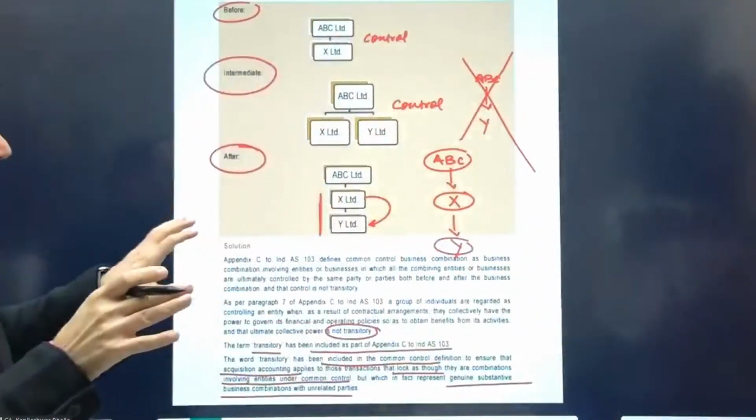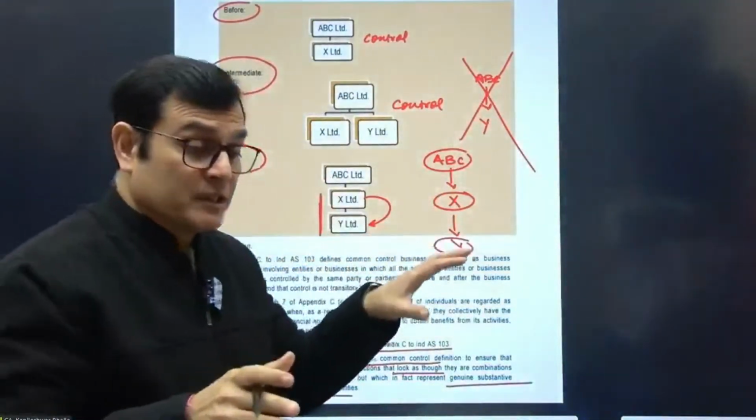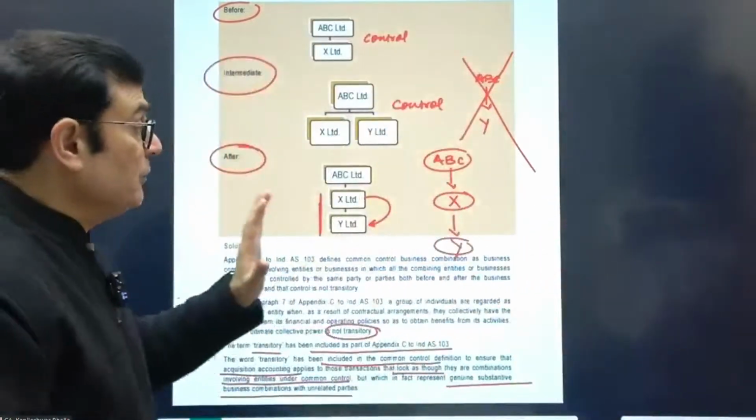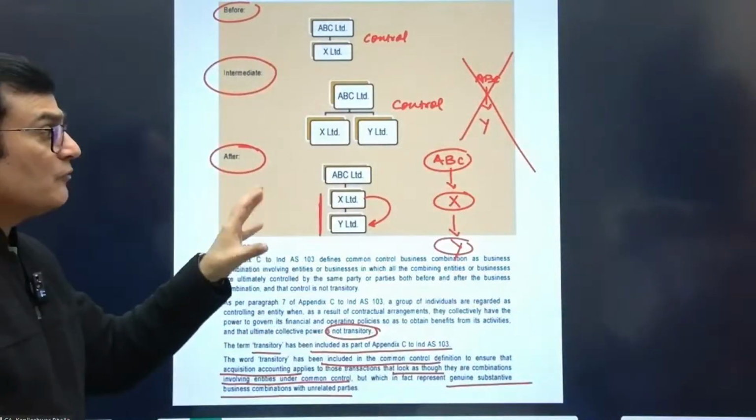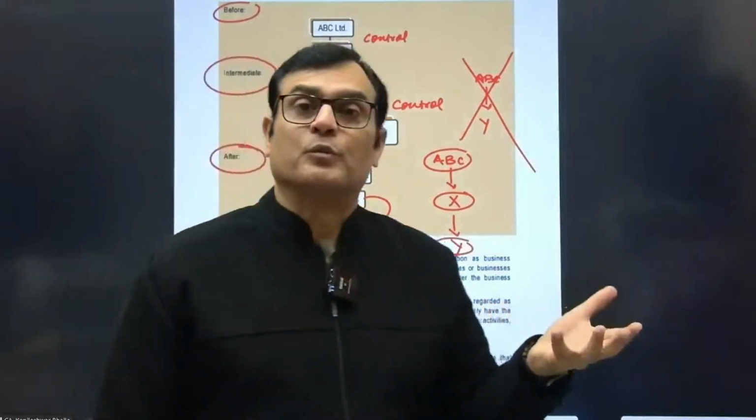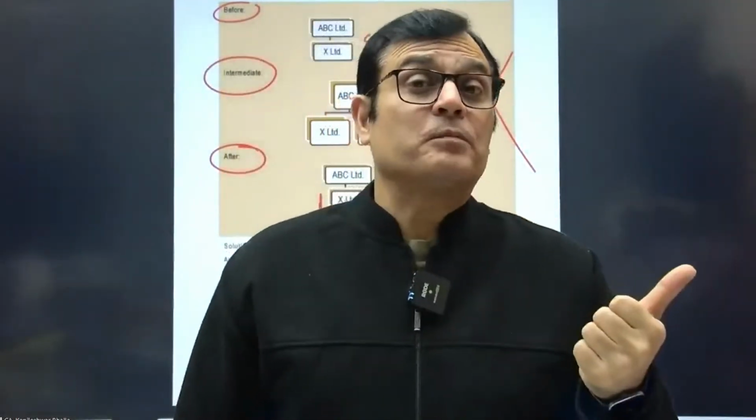But the standard setters were very clear on the agenda that companies do prefer book value accounting, and you'll see some advantages of book value accounting coming in. So they were very clear that we don't want companies to artificially structure the deals in such a way that they bring them under common control. In this particular case, you created the control 1 day before the deal between X and Y happened. So this is supposed to be manipulative in nature.